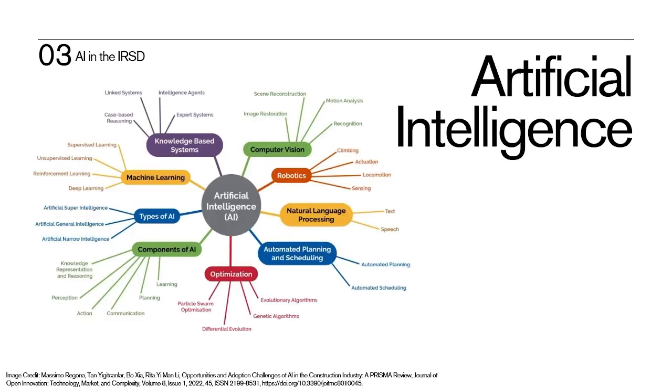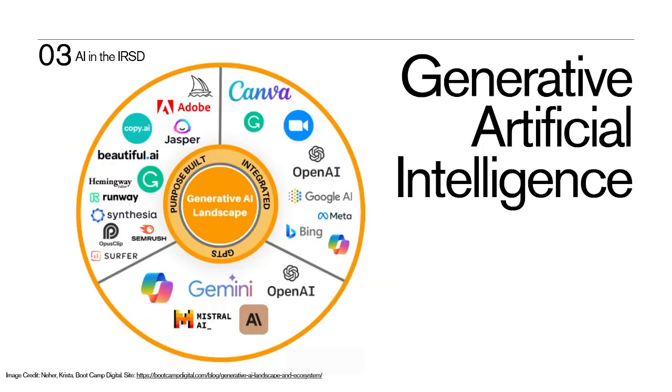Let's start off with a quick definition of AI. Artificial intelligence is a branch of computer science that aims to develop computer systems capable of performing tasks normally requiring human intelligence. Generative AI, or GenAI systems, are deep learning AI models that can generate high-quality text, images, and other content based on the data they were trained upon.